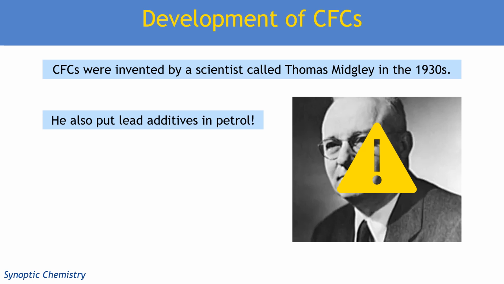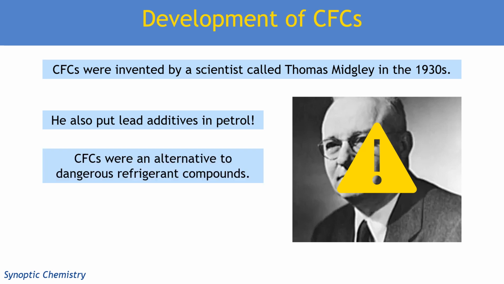Okay, so we put lead additives in petrol, and then to make up for that slight wrongdoing in terms of atmospheric chemistry, he decided to look at refrigerant gases. So in the 1920s, household refrigerators were getting very popular, but they had very dangerous compounds that they used for the compressed gases that make the refrigerator work. So, for example, they could have something called methyl formate, which was toxic, and sulfur dioxide, toxic, irritant, corrosive.